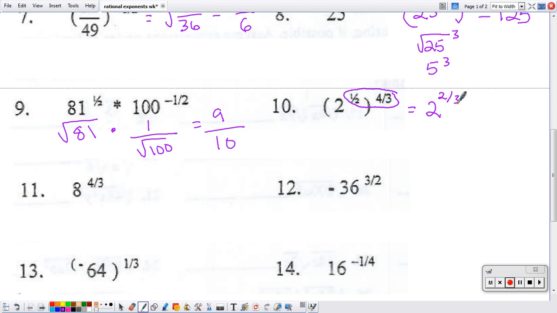Well, I can't take the cube root of 2, so even though I'd rather do the denominator first, I really can't here because 2 is not a perfect cube. So instead what I'm going to do is apply the numerator power first, and then the cube root. So it's just going to be the cube root of 4.